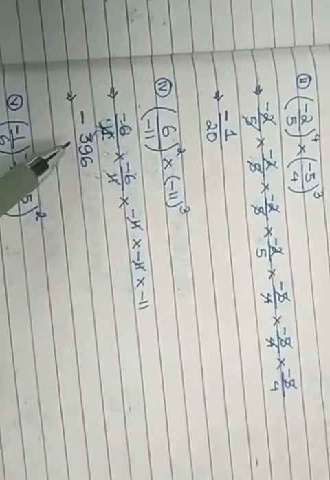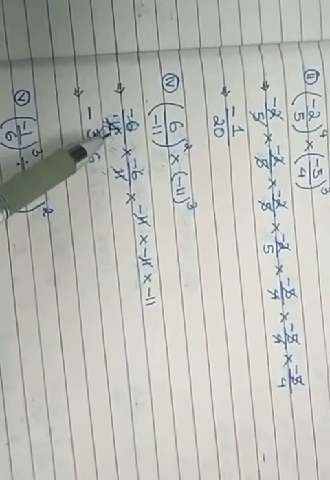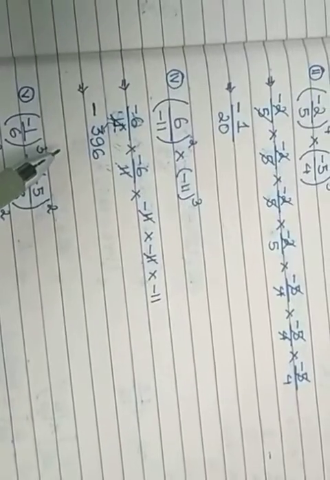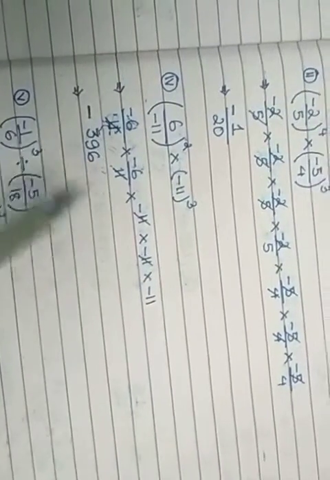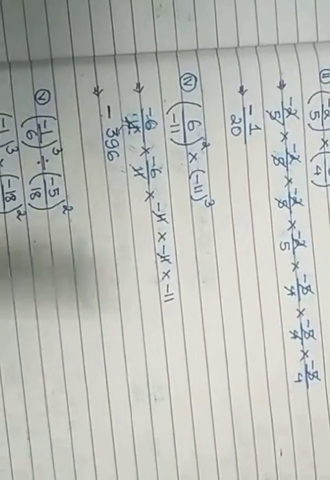And before moving on, what you can do, similar to the previous sum, is just count the negative signs. 1 2 3 4 5. Negative sign odd number of times, so it will remain negative. So it is minus 396.